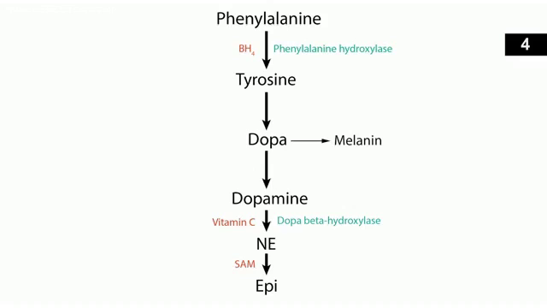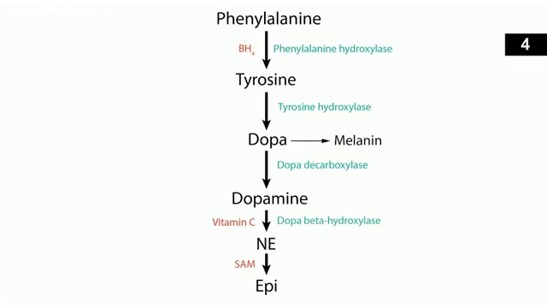Now, tyrosine goes to DOPA by tyrosine hydroxylase. And then the third enzyme of this pathway that I want you to know is DOPA decarboxylase. And that converts DOPA to dopamine. And that particular enzyme, DOPA decarboxylase, is inhibited by carbidopa, a medication we use to treat Parkinson's disease.